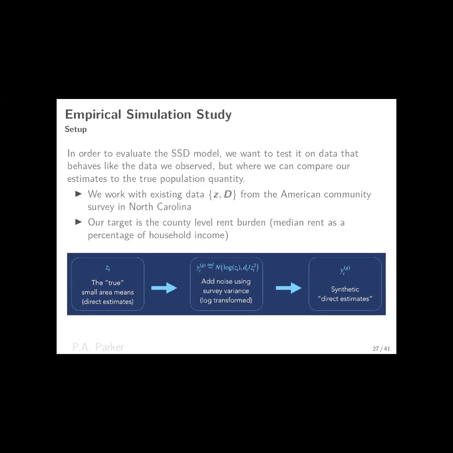And we add noise according to the reported sampling variances, right? According to those Ds that were given in the data. And then these new noisy versions that we've created, we're treating those as our direct estimates. Right? We're going to estimate this underlying truth that we now know. And we do this a bunch of times for this simulation study. One note here is we're adding the noise on the log scale, and then we're actually transforming back to the original scale here.